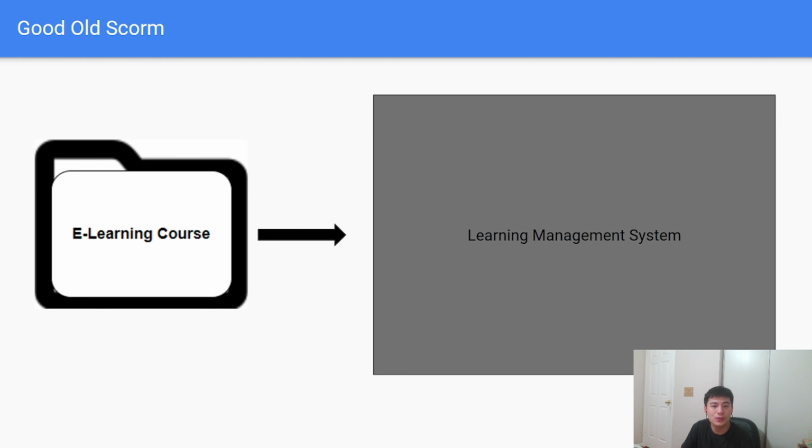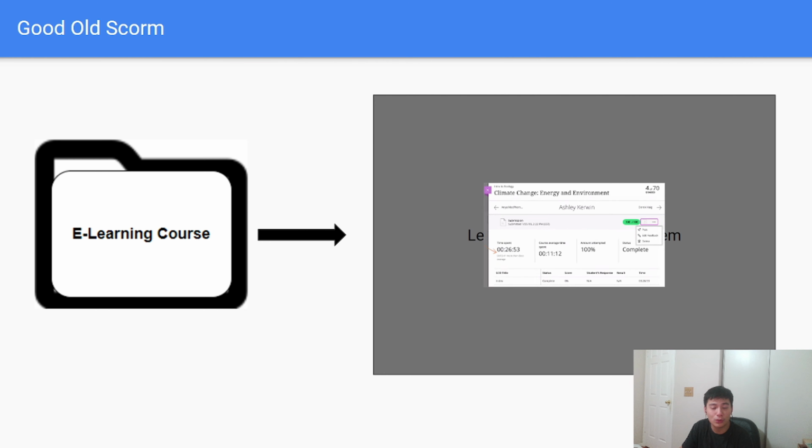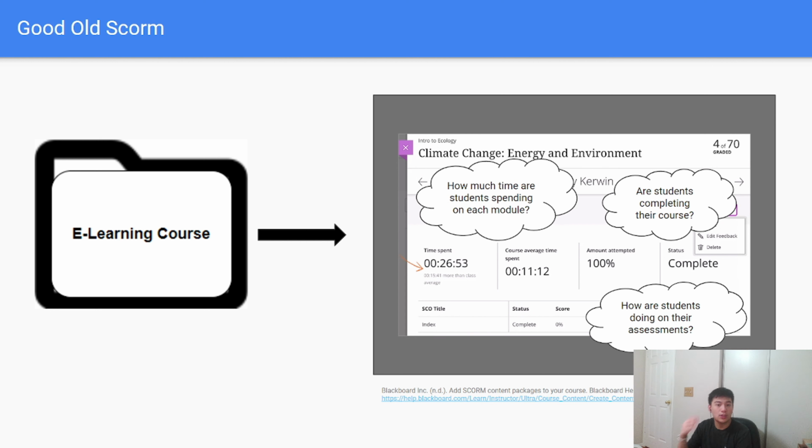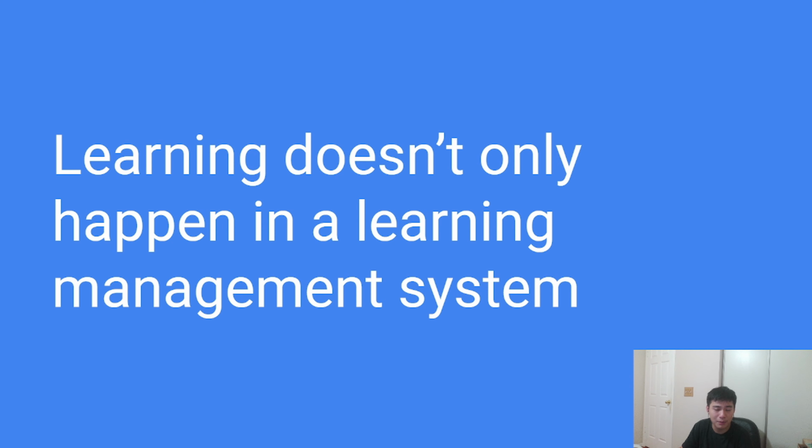And what that allows is that now we can get some data about how our learners are doing on the courses that they're taking. We can get information like how they are completing the courses, how they are doing on their assessments, and even small things like how long they are taking in each of these modules. All of these are very valuable information, but the problem is that they're only confined in a learning management system. And learning does not only happen in learning management systems, learning happens everywhere.